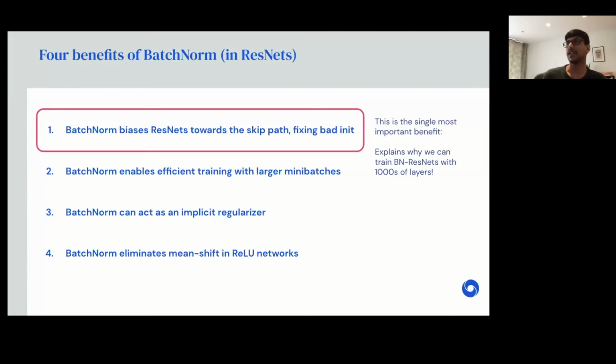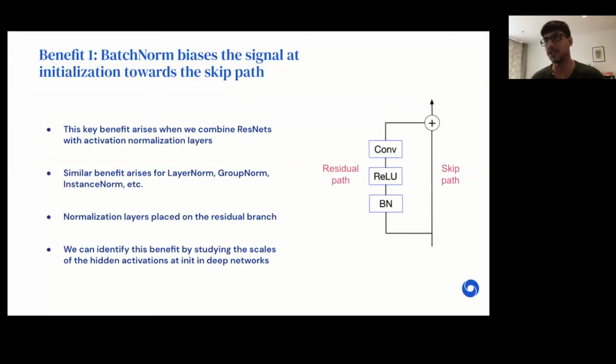And in our view, the single most important benefit of batch norm is the first one, where it fixes bad initialization by biasing ResNets towards the skip path. And this benefit alone can explain why we can train batch norm ResNets with thousands of layers. So let's look at the first benefit and try to understand it a bit more. This benefit arises when we combine ResNets with activation normalization layers. So it doesn't necessarily need to be batch norm. This benefit can arise with layer norm, group norm, et cetera.